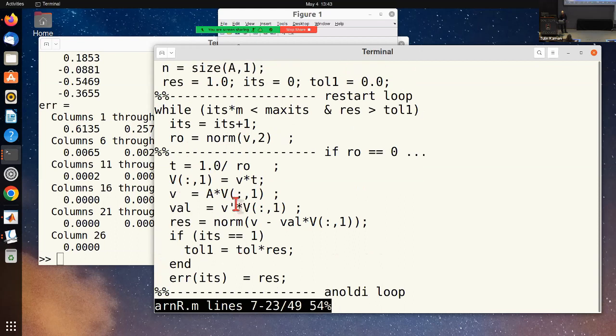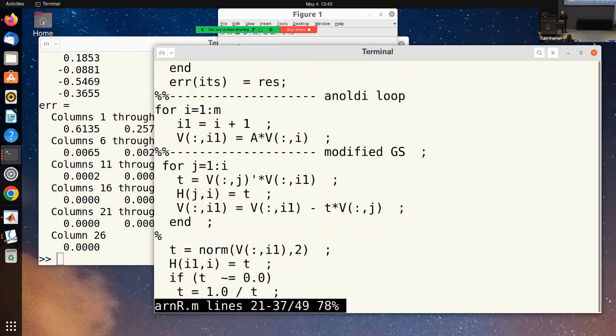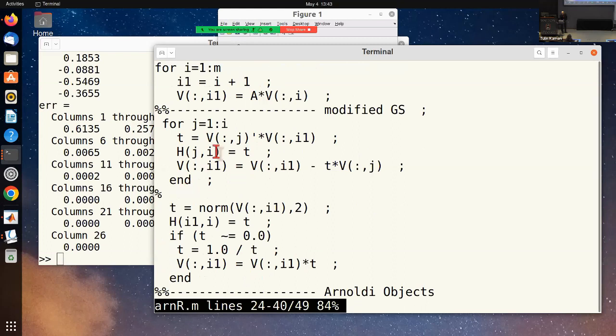It's exactly what you see here. You can multiply by A V, and then you just, no, sorry, I'm talking about here. Working at the wrong line. This is just the standard modified Gram-Schmidt.